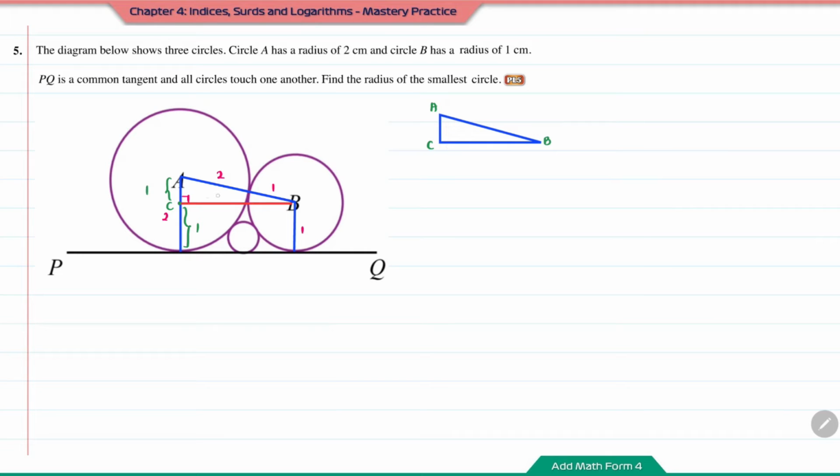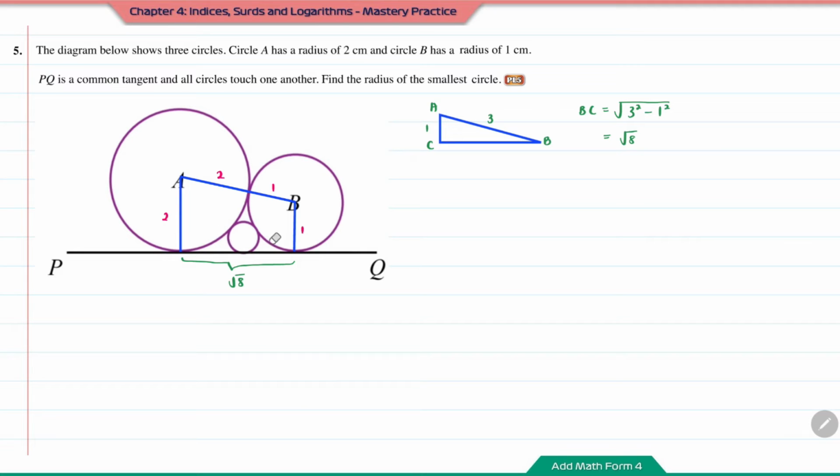So here I already redrew the right angle triangle. So the length A to B is equal to 3 cm, AC is 1. So now using the Pythagoras theorem, I can find the length of BC. So BC is equal to the square root of the hypotenuse, 3 squared minus 1 squared. So the answer is going to be the square root of 8. So now the length here will be equal to square root of 8.